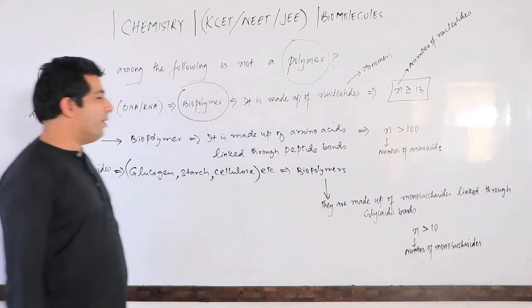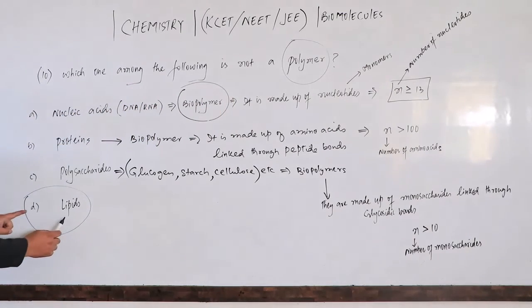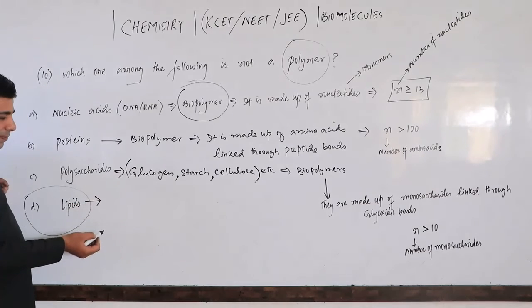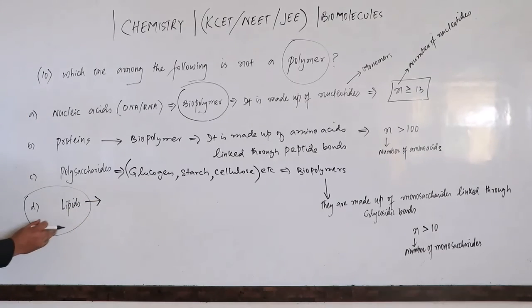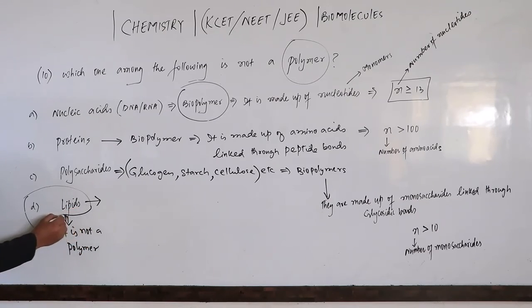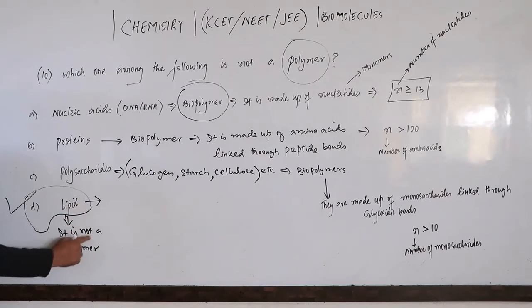Okay. Now there remains only one, which is lipid, and it's not a polymer. So what is it actually? So I will write here lipids. It is not a polymer. Okay, so this is our answer. Lipids, or lipid, it's not a polymer.